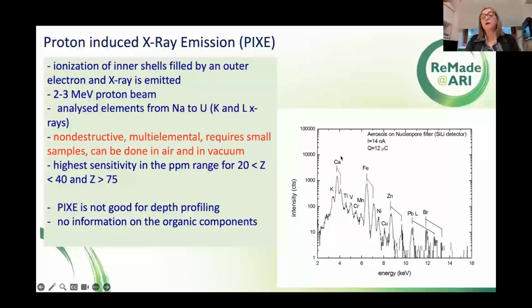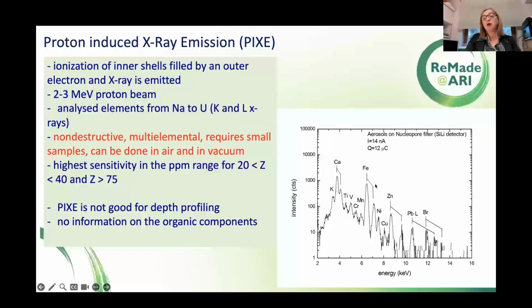So here you can see one spectra of aerosols on nucleopore filter, and you can see nicely that you can detect many elements. This particular detector is optimized for elements from calcium up. There is also another, which is not shown here, to cover lighter elements.